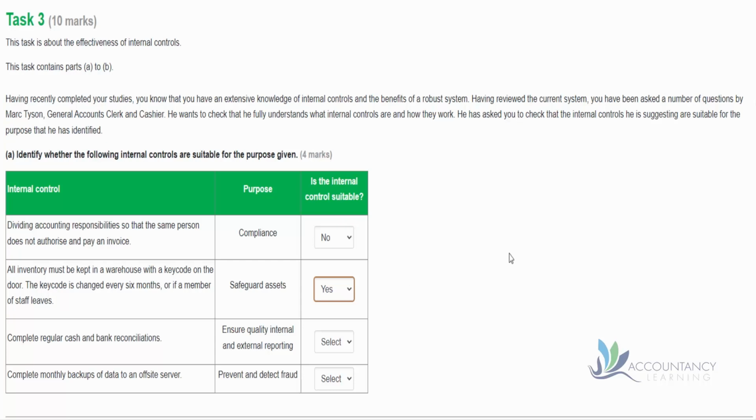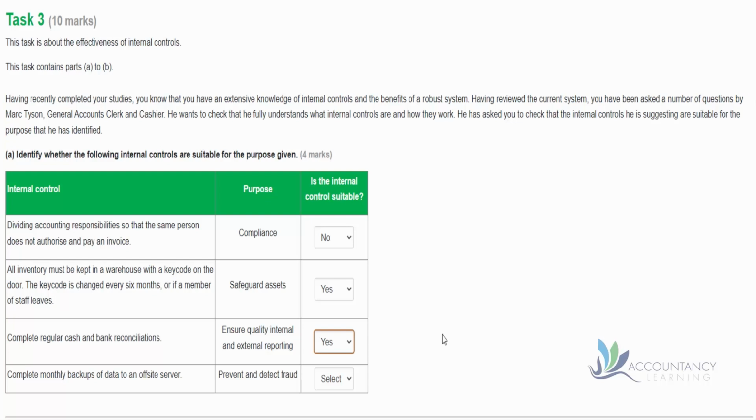So the purpose that the cashier suggested is to ensure quality internal and external reporting. Well, yes, we want to make sure that the number in the accounting system is accurate, and by reconciling with the bank statement, it's going to help us to do that. So this does fulfill the purpose.